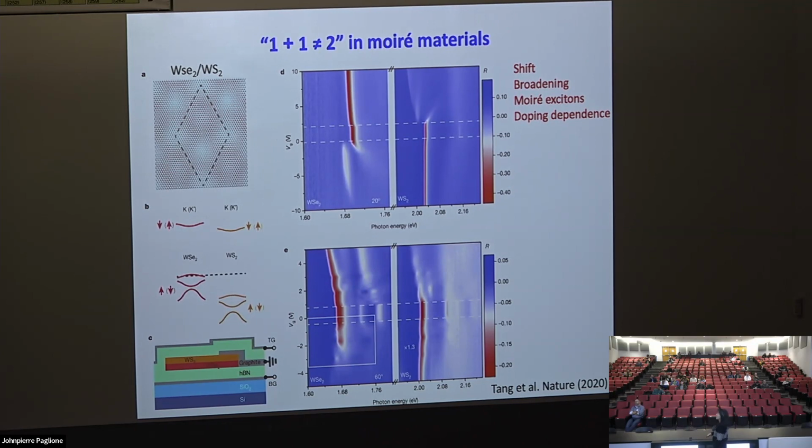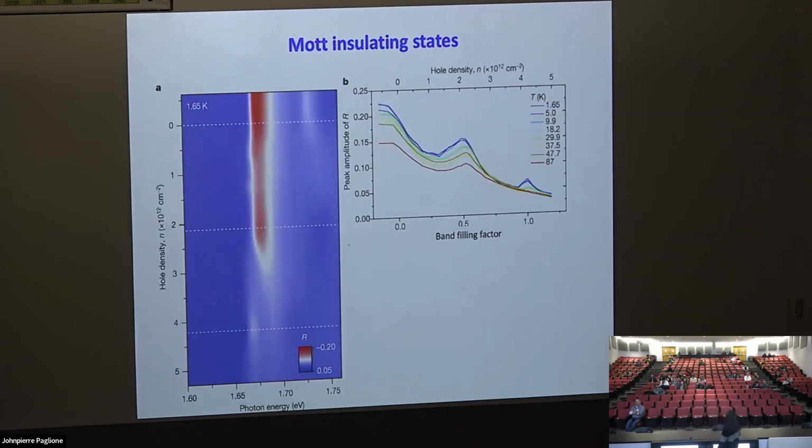So let's just do something simple. We're going to blow up this panel and look at it more carefully. This is just the fundamental exciton feature in one of the layers, and the y-axis is the doping density. Because we know the twist angle, we know the Moire unit cell density, so we can convert this doping density. By the way, this doping density is from the gate voltage and the gate structure. You can convert this to the filling factor of the Moire unit cell.